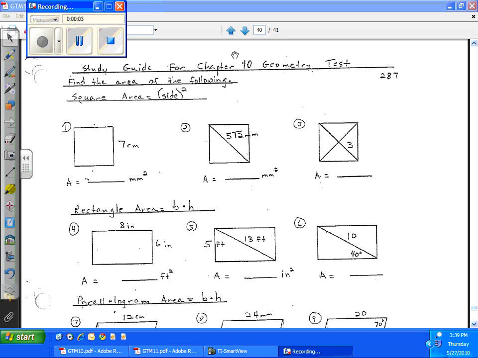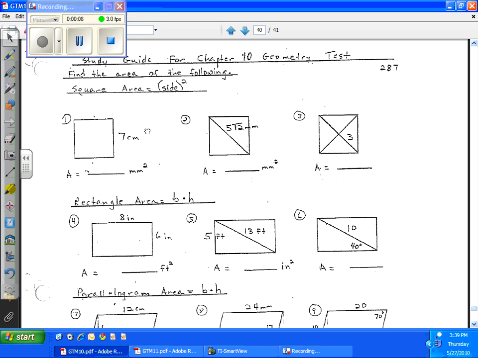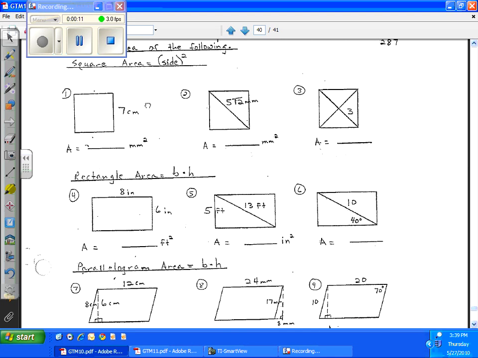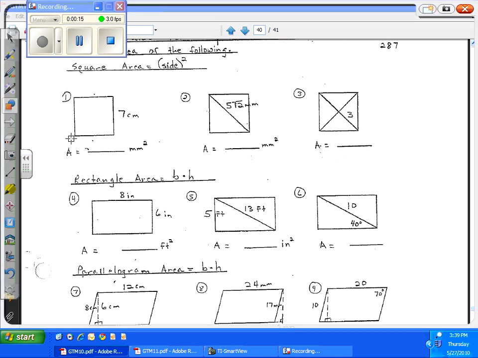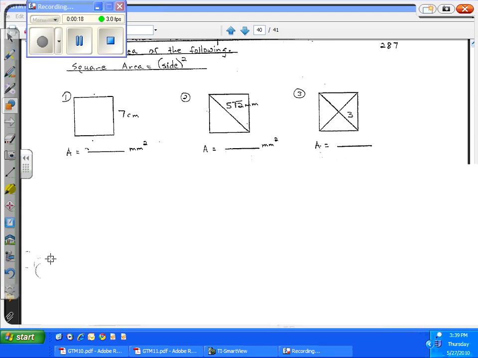Alright, we're doing the study guide for the Chapter 10 geometry test. Remember, there's a homework that looks like the study guide and a test that looks like the homework. We're finding the area of each. Now, it gives you the formula here on the study guide, but the formulas will not be given on the test. You will have to know them from memory.